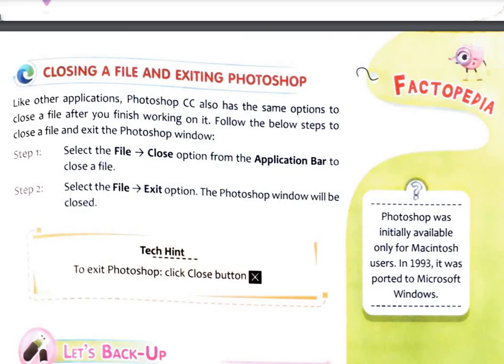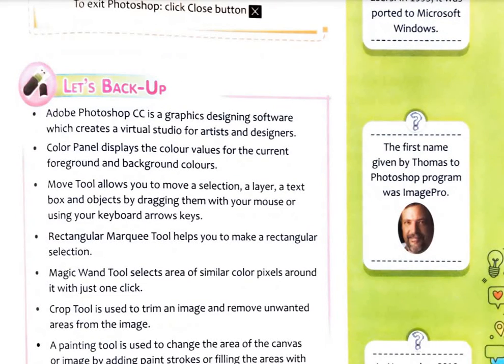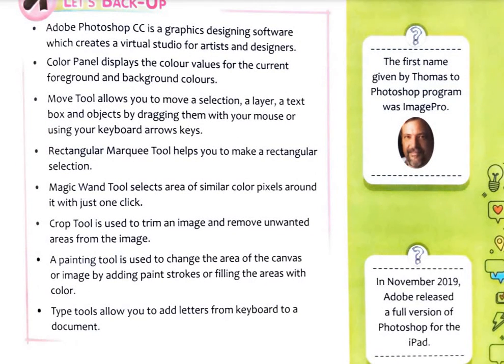Photoshop was initially available only for Macintosh users. In 1993, it was ported to Microsoft Windows. Let's back up, what all we have learned. The first name given by Thomas to the Photoshop program was Image Pro. In November 2019, Adobe released a full version of Photoshop for the iPad.